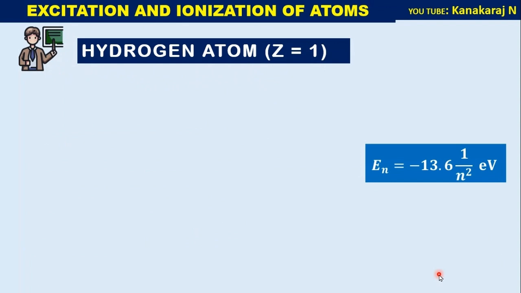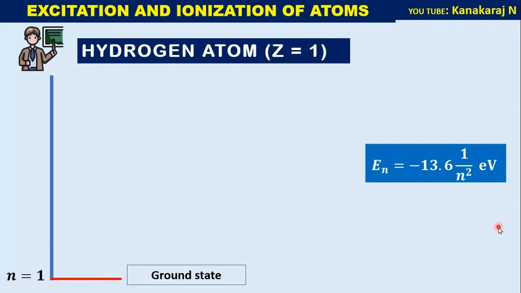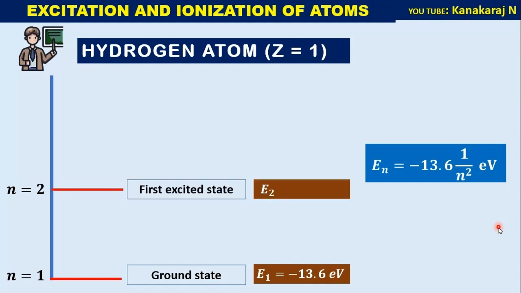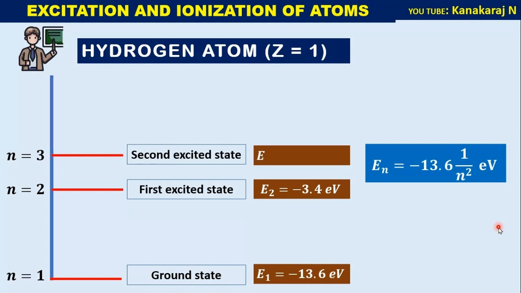For the hydrogen atom, where Z equals 1, the energy of the electron in the nth orbit is given by the formula minus 13.6 divided by n square electron volt. Based on it, let us draw energy levels. The first energy level, called the ground state, has energy E1 equals minus 13.6 electron volt. For n equals 2, the first excited state, E2 equals minus 3.4 electron volt. For n equals 3, the second excited state, E3 equals minus 1.51 electron volt.